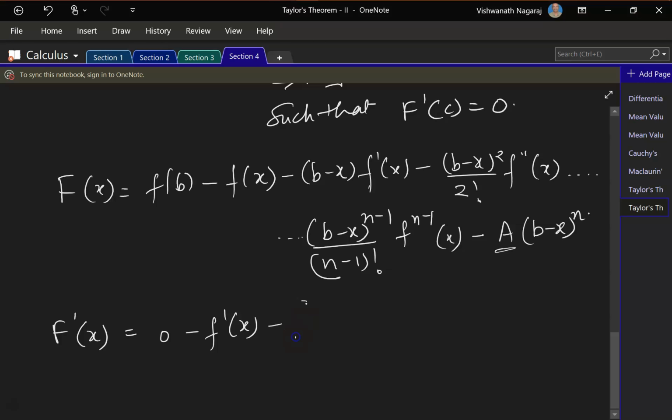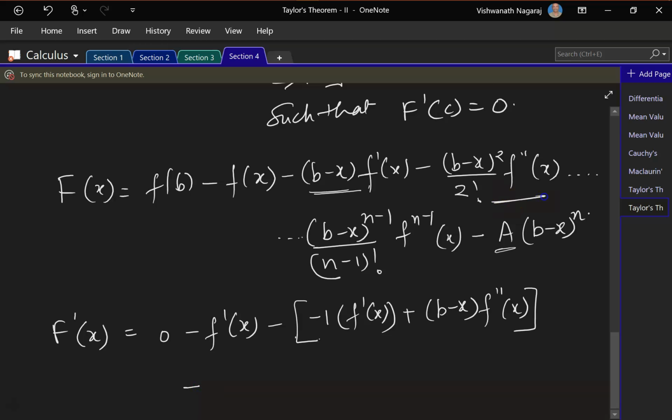Okay, now let's differentiate the next term, this one. Now here this would be chain rule. So minus 1 times f prime of x plus b minus x f double prime. Yes. Now let's differentiate this. This would be again 2 times b minus x times minus 1.